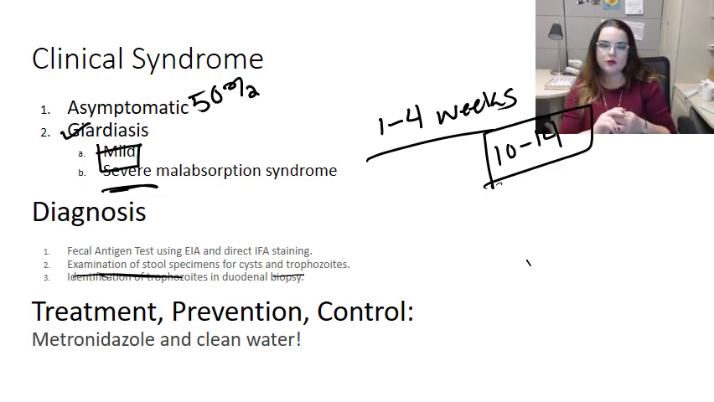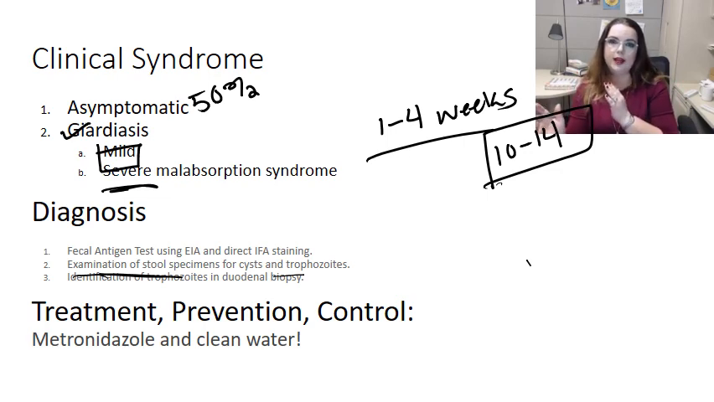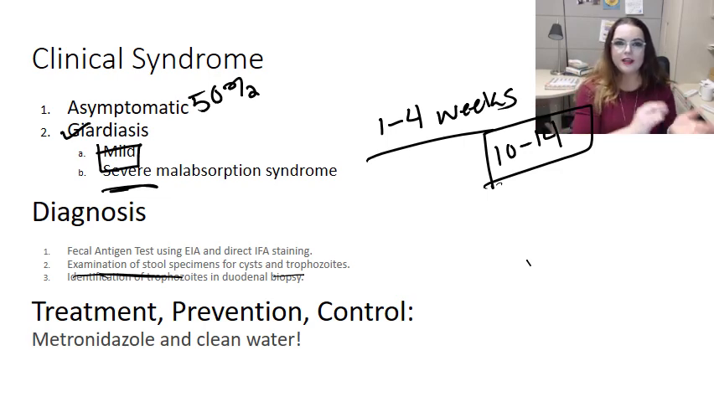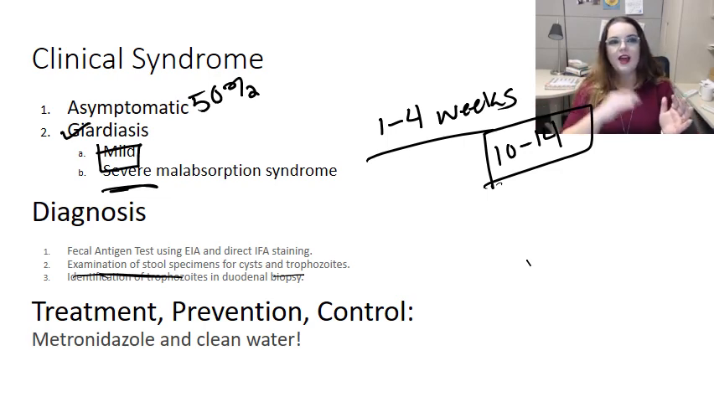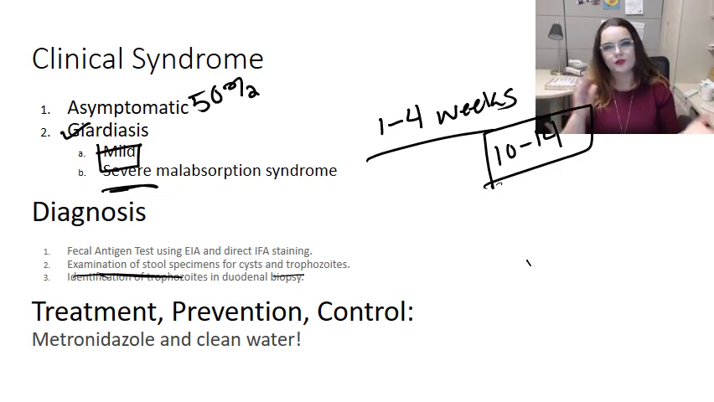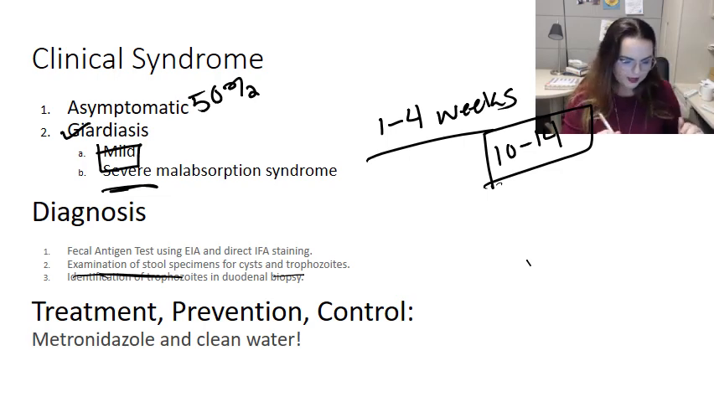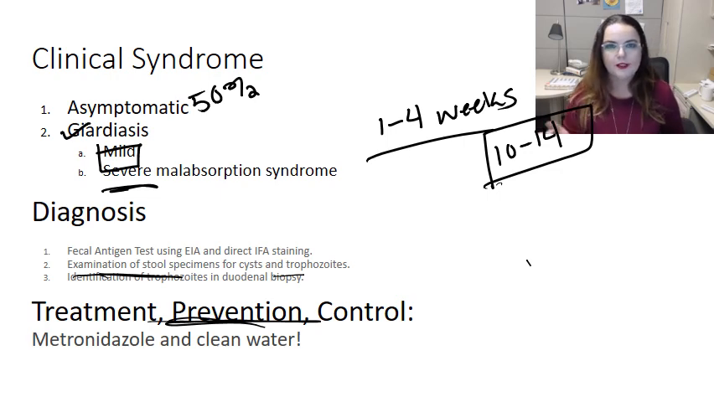So what you need to do is serial stool specimen collection, okay? So if you get a negative one day, check the next day, and then check the day after that. If over the course of 3 or 4 days you haven't gotten a shower of Giardia, then it's likely not Giardia. Okay, and then identification of trophozoites in the duodenal biopsy. That would obviously be the most extreme approach to diagnosis, but that is a way that you could go ahead and diagnose it.